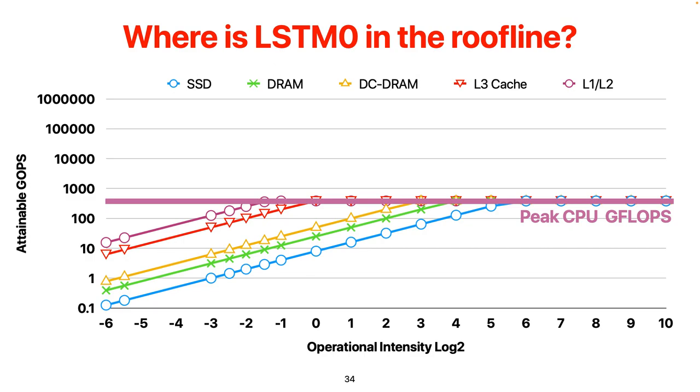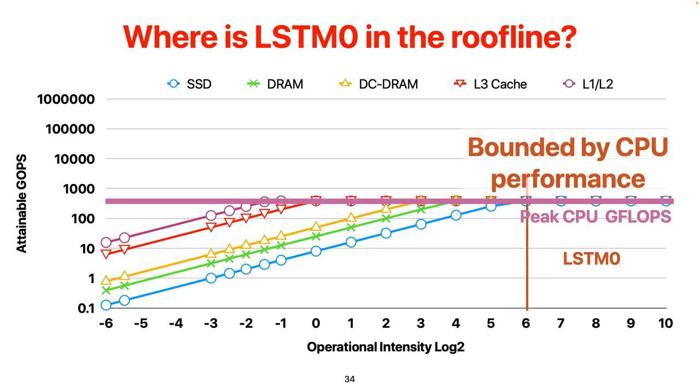So if you place that in our roofline model, this is LSTM, obviously CPU bound, right? If it's 2 to the 12, it's still CPU bound, right? So what does that tell you? If I want to build a system that's efficient for machine learning, should I increase the memory bandwidth? Doesn't help. So what should I do? I need a better processing unit, right?